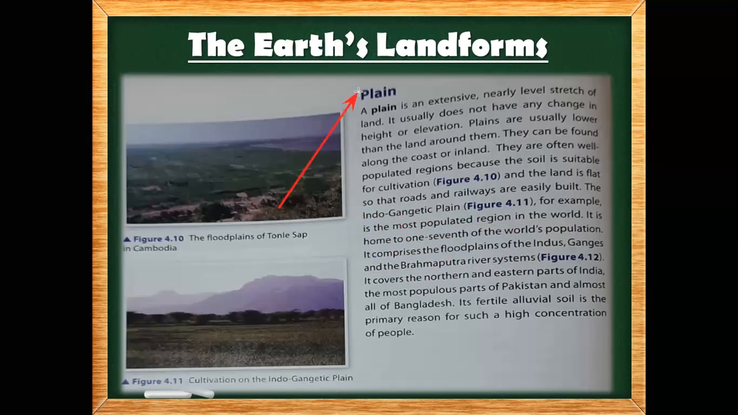So plains are helping the different countries, India, Pakistan, and Bangladesh. Its fertile alluvial soil is the primary reason for such a high concentration of population.